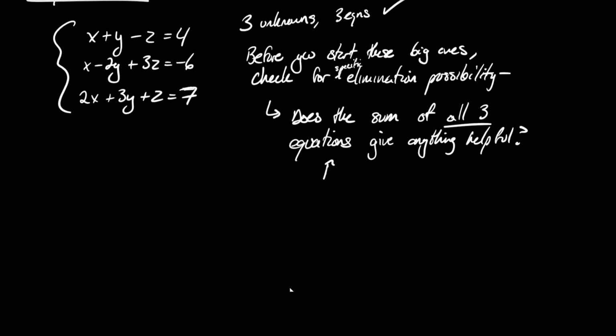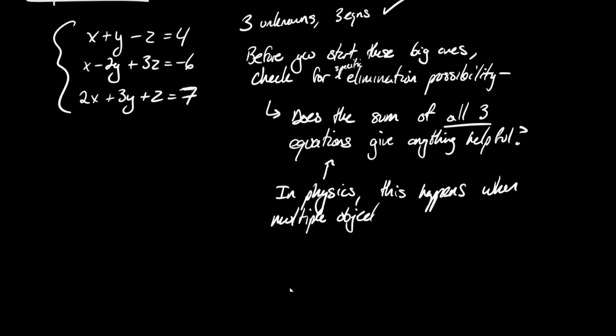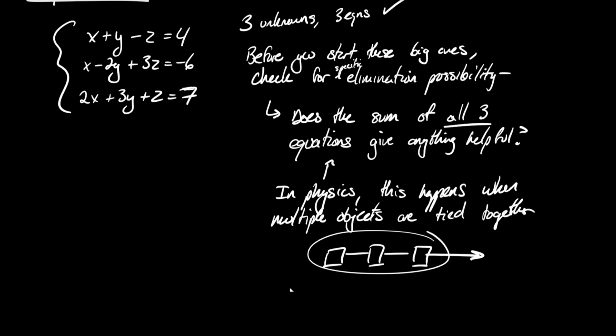Okay, and specifically, this is really only useful in physics because this happens usually when there's multiple objects tied together. For example, if you have something like this, three boxes attached by a rope, and then there's a force pulling them, and you're asked what's the acceleration of the system. Something like this will often happen, so it is worth checking if you can instantly answer the problem this way. Sometimes it'll instantly let you find the acceleration.